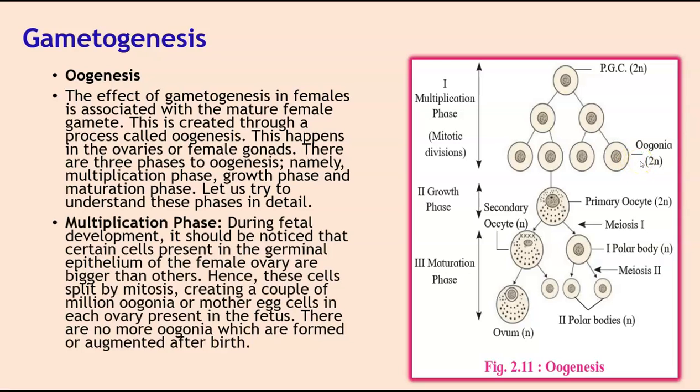This process is completed in the embryonic stage of human females. That is, during fetal development, it is noticed that certain cells present in the germinal epithelium of the female ovary are bigger than the others. Hence, these cells split by mitosis, creating a couple of million oogonia, or the mother egg cells, in each ovary present in the fetus. No more oogonia are formed or added after birth.